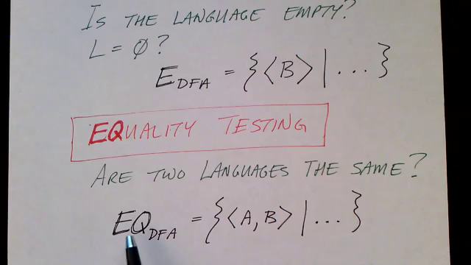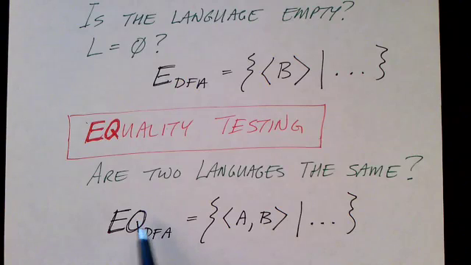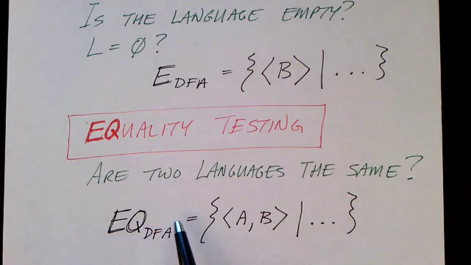And we'll use EQ for equality. Are two languages the same? So for the question of regular languages, we can provide two deterministic finite state automata, A and B, and ask, do they accept the same language? Are they equivalent in the sense that they accept the same language? All of these questions are decidable, but let's look at them a little bit more.